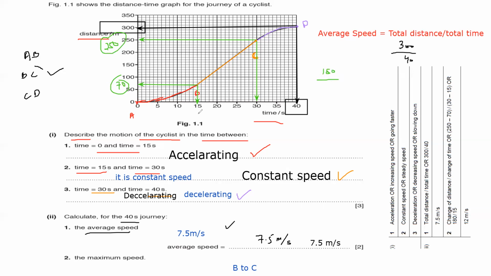And the time interval from 15 seconds to 30 seconds is 15. So 180 divided by 15, what will we get? The maximum speed comes out as 12 meters per second. Is this question clear? To find the maximum speed of an object using a distance time graph, we check the region with the steeper slope, and using that region we can work out the maximum speed.